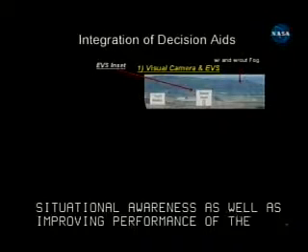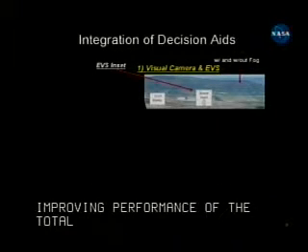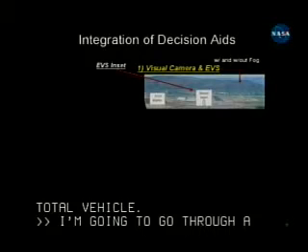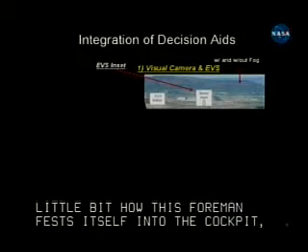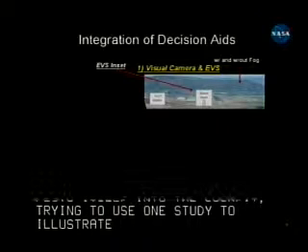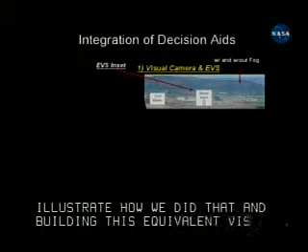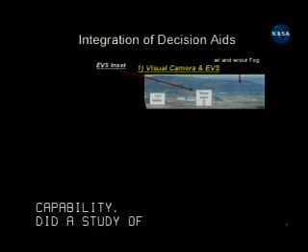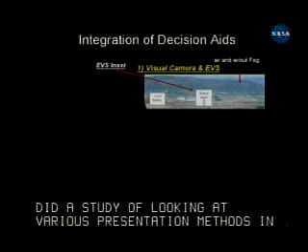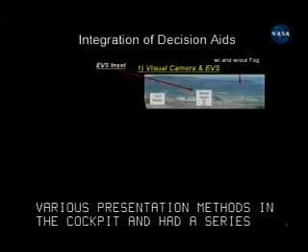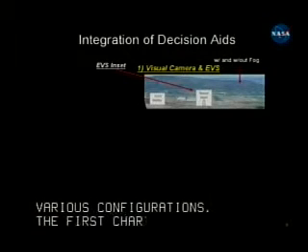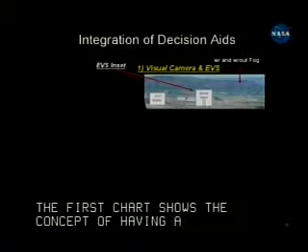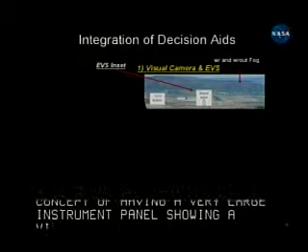I'm going to go through a little bit in terms of how this information manifests itself into the cockpit. Again, trying to use one study to illustrate how we did that and how we're building this equivalent visual capability. We did a study of looking at various presentation methods in the cockpit and had a series of pilots fly different various configurations. The first chart shows you the concept of having a very large instrument panel showing a visual camera view out the window and then having insets, if you will, of enhanced vision systems.